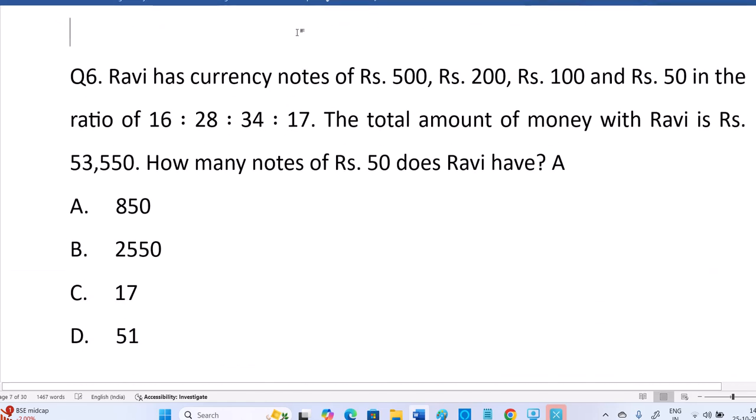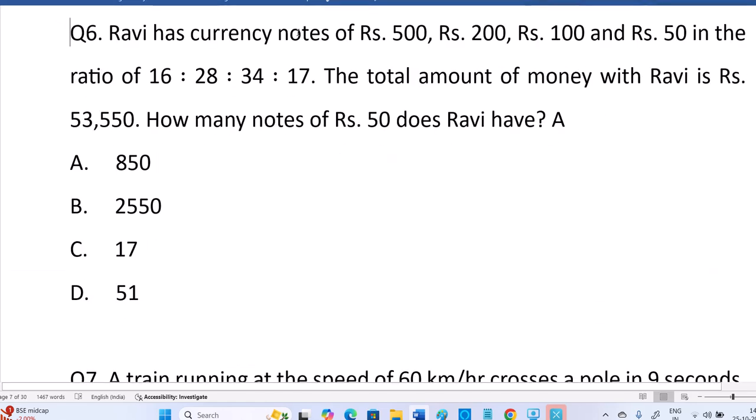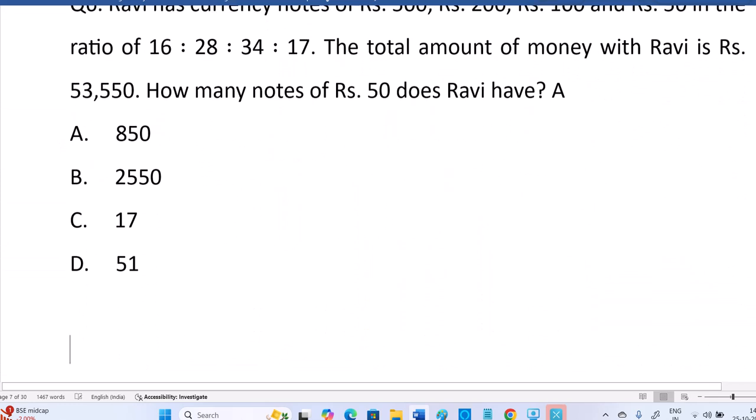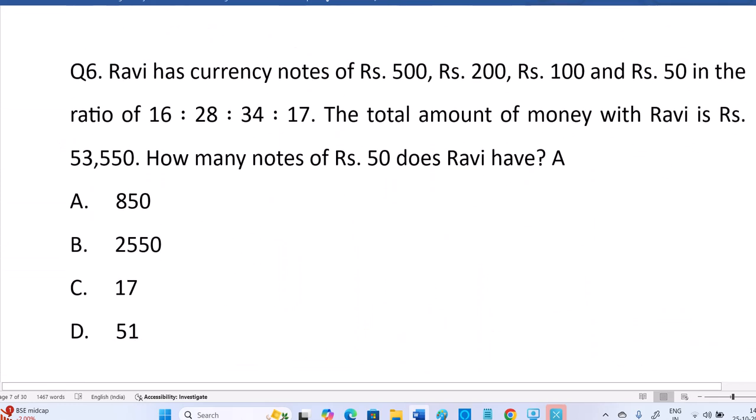Now, sixth question. Ravi has currency notes of rupees 500, 200 and 100 and 50, and the number of notes is given. The total amount of money with Ravi is 53,550. How many 50 rupee notes are there? See, in the GATE exam, GATE 2024 also, they gave a question similar to this. In GATE 2024 also, you can find a question like this.